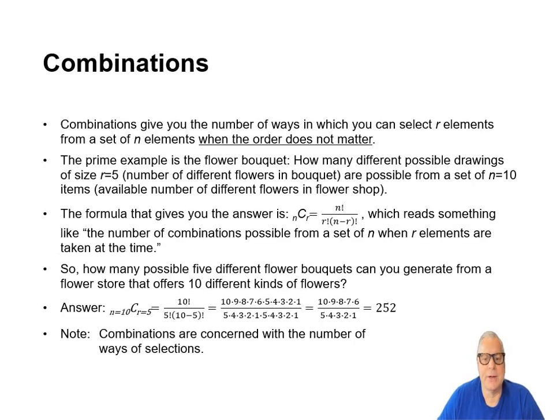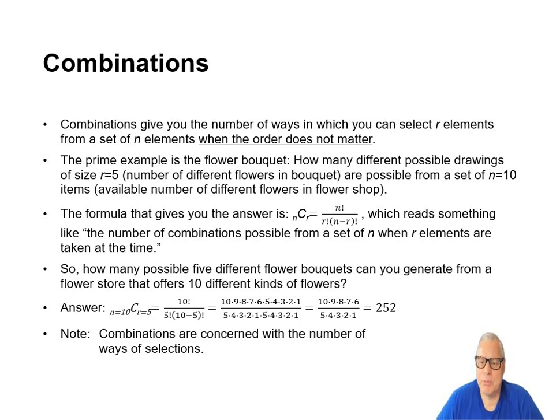Okay, so this is the last chapter in the probability section, and it's about combinations and permutations. So what's the difference? Let's start with combinations. Combinations give you the number of ways in which you can select R elements from a set of N elements when the order does not matter. A prime example is the flower bouquet.